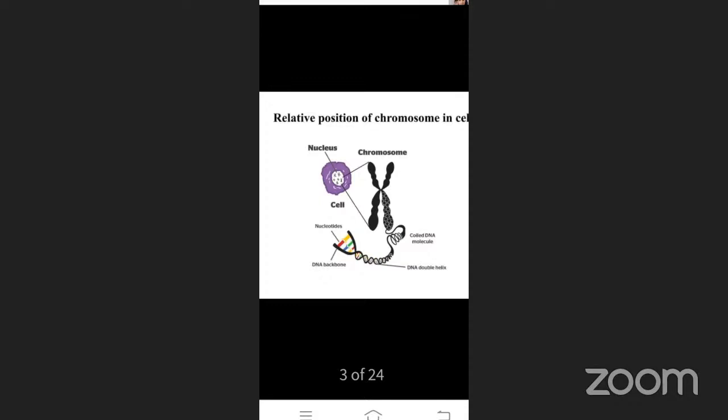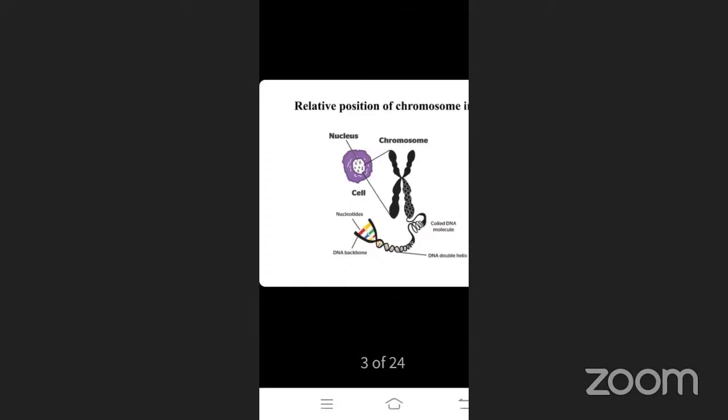The somatic chromosome number, the chromosomes found in the somatic cells of plants and animals, is represented by 2n, whereas the gametic chromosome number is one half of the somatic number, that is the haploid number, which is n. The haploid set of chromosomes is known as a genome.